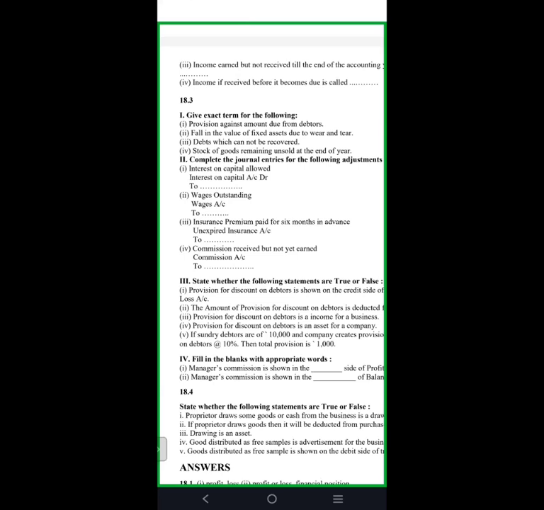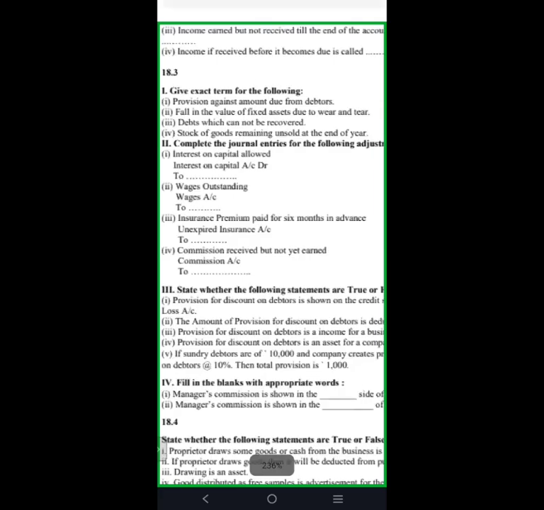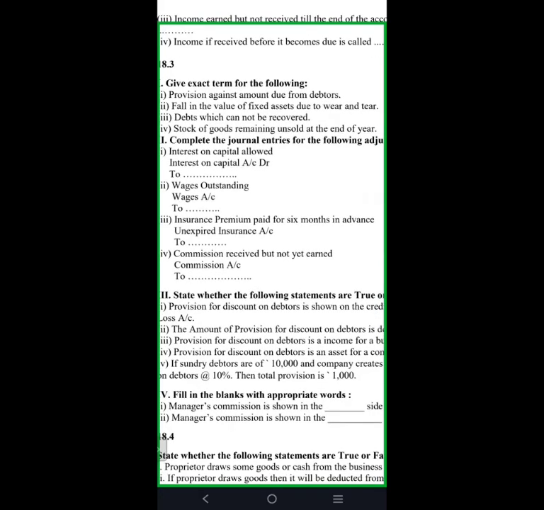Interest on capital allowed. Interest on capital account debit to capital account. Wages outstanding. Wages account debit to wages outstanding account. Insurance premium paid for 6 months in advance. Unexpired insurance account debit to insurance premium account.